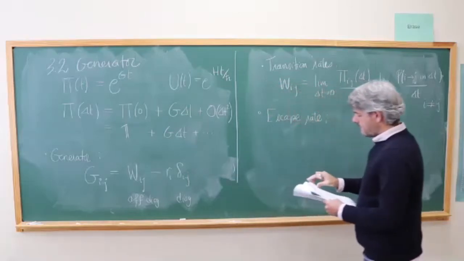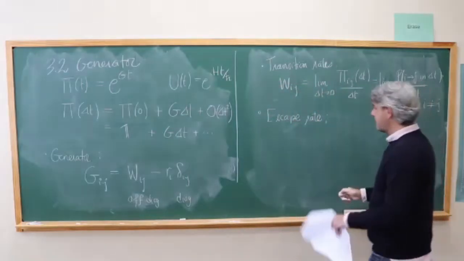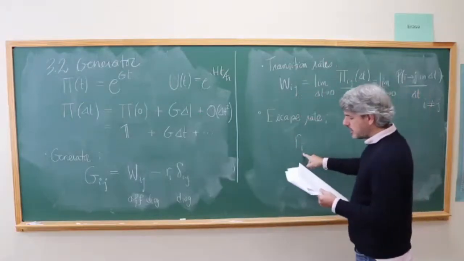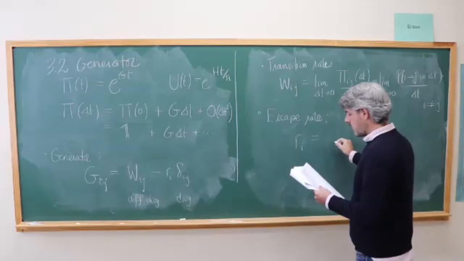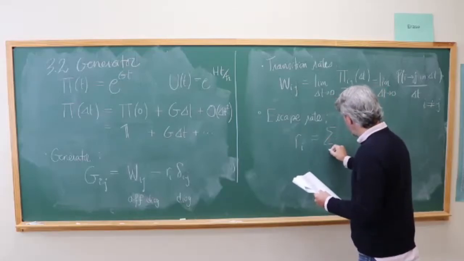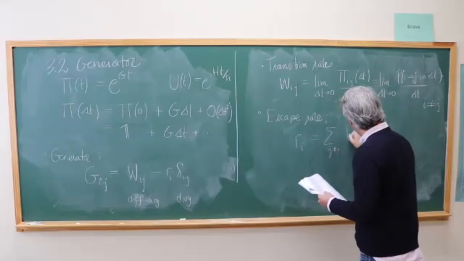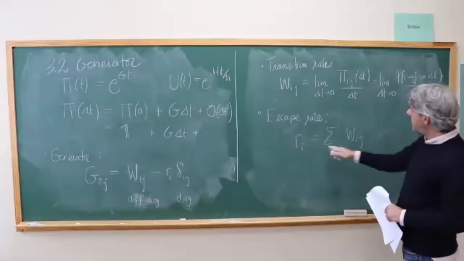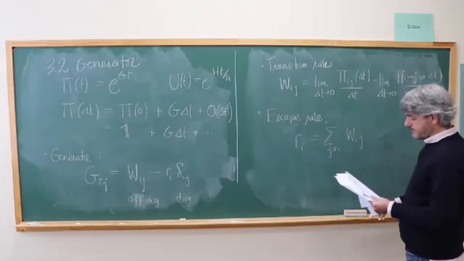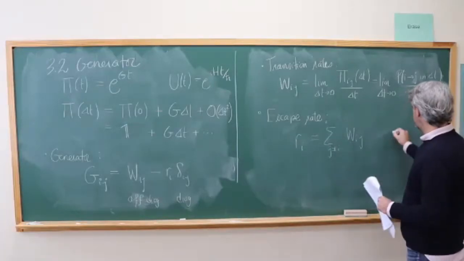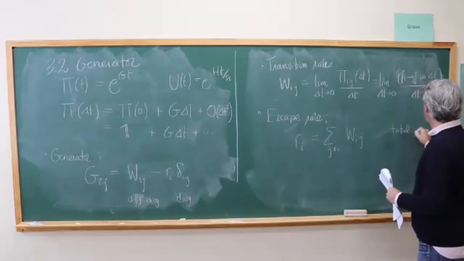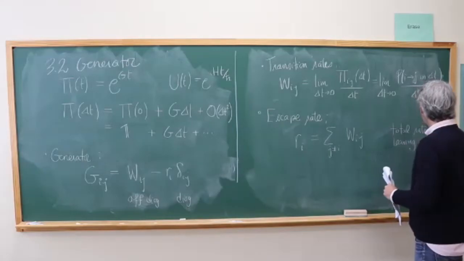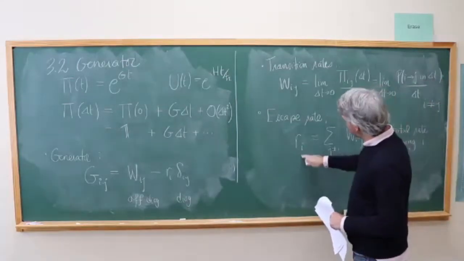The escape rate, just make sure that I'm writing this correctly. The escape rate now is just a number assigned to each state. It's not a matrix. This is the sum of all the j's different than i of the rate from i to j. Okay, so the escape rate is the total rate of leaving the state i.